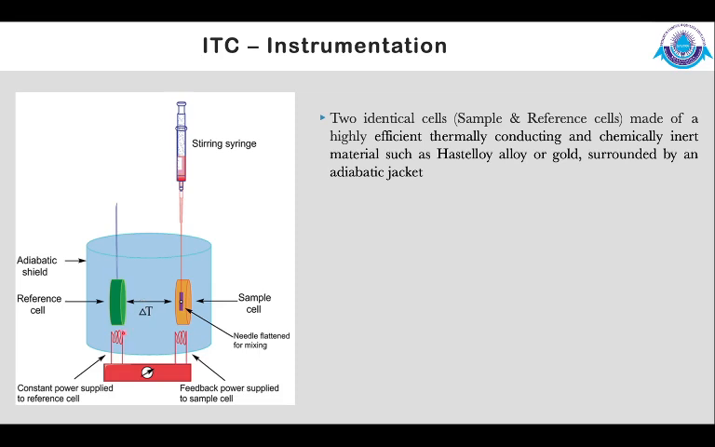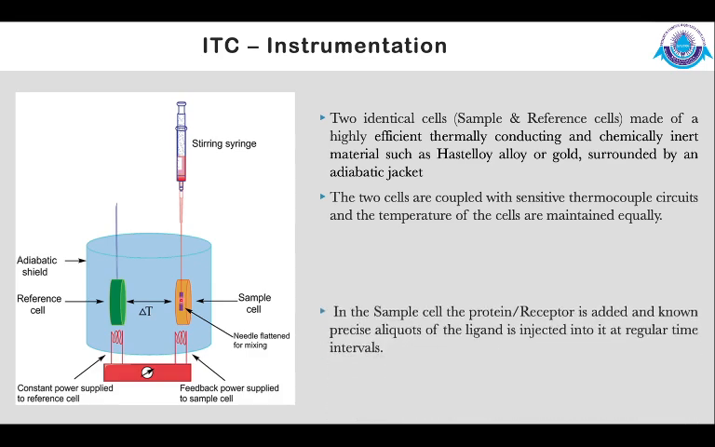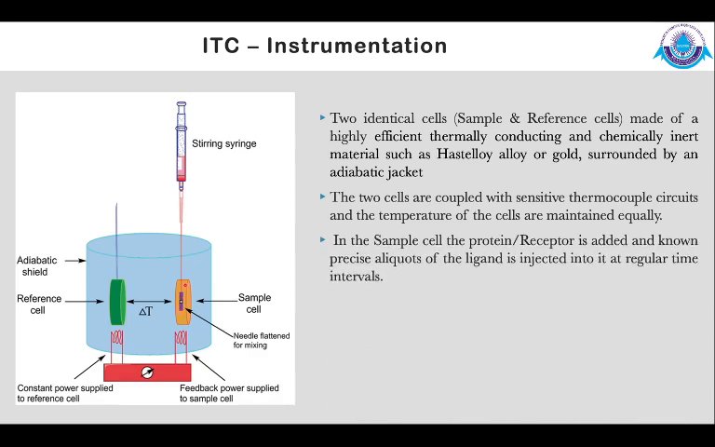That means this enclosure is completely heat proof, so that no heat can enter or exit. These two cells are coupled with a powerful thermal coupler that maintains the temperature between them. So both the reference and sample cells are maintained at the same constant temperature. In the sample cell we add the protein solution in a buffer, and in the reference cell we just include buffer as a reference. Delta T is maintained at 0.